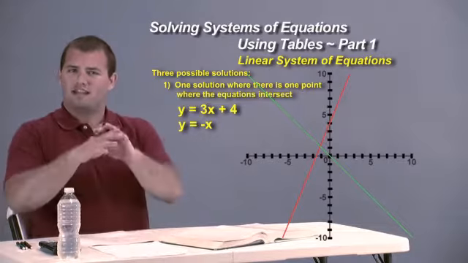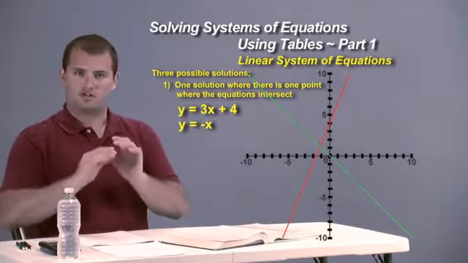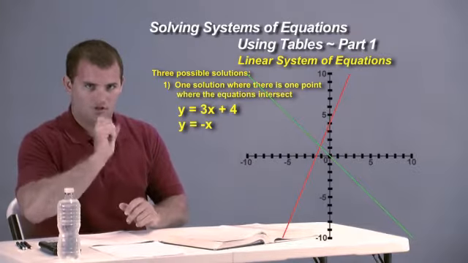We know those lines extend infinitely long. They stay straight. They don't bow back on themselves. They don't curve. They just stay straight. So there is only one solution.